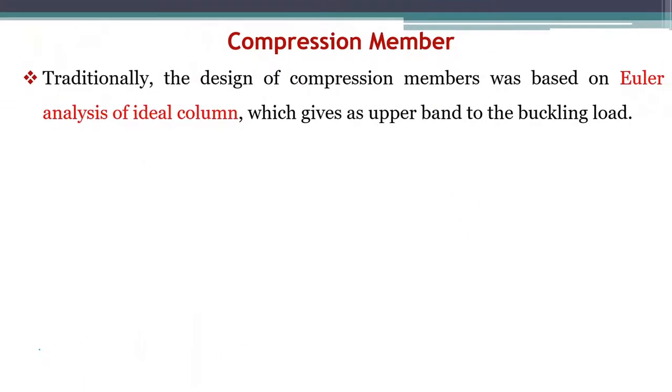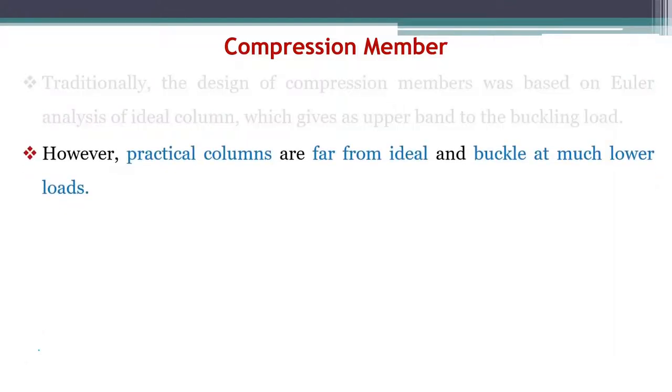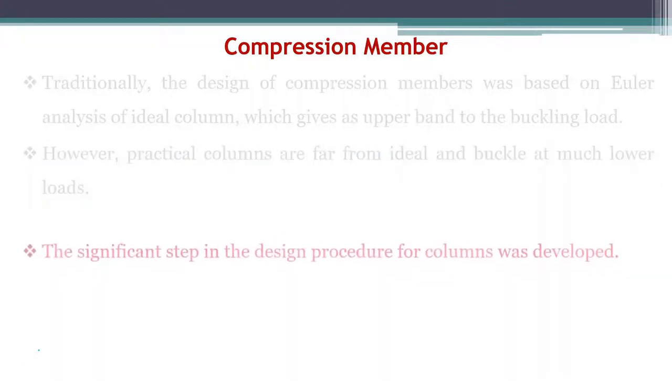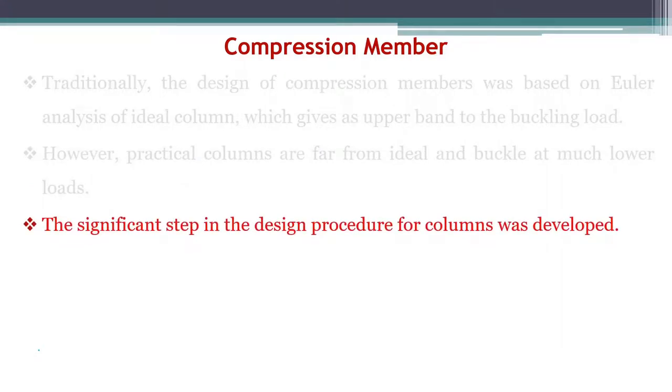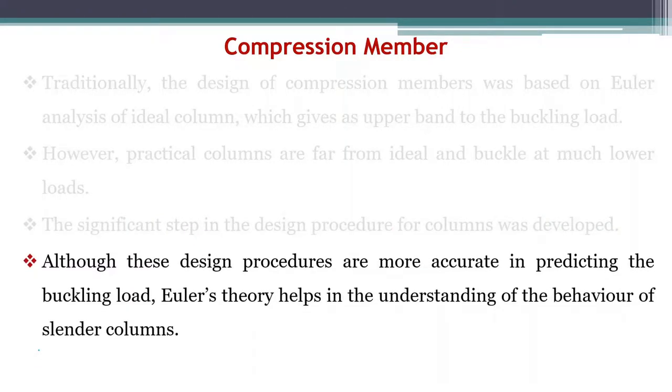Traditionally, the design of compression members was based on Euler's analysis of the ideal column, which gives an upper bound to the buckling load. However, practical columns are far from ideal and buckle at much lower loads. A significant step in the design procedure for columns was developed. Although these design procedures are more accurate in predicting the buckling load, Euler's theory helps in understanding the behavior of the slender column. Euler's theory is only for the slender column. And by knowing the Euler theory and its concept, you can judge the buckling behavior or the critical load of a slender column.